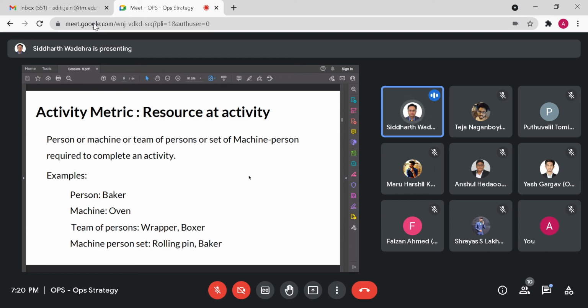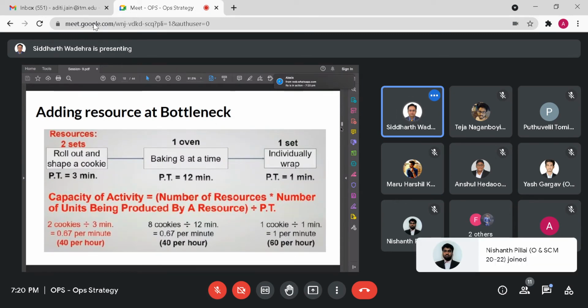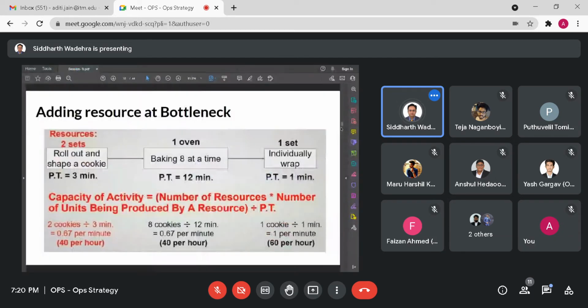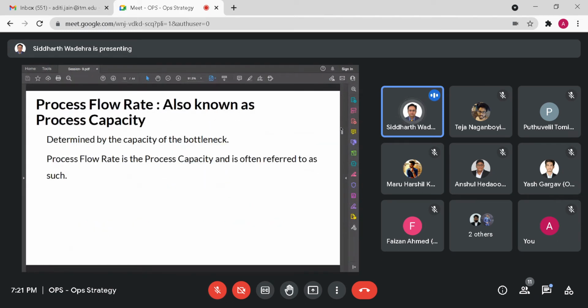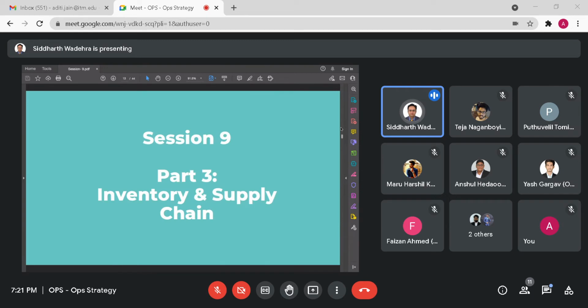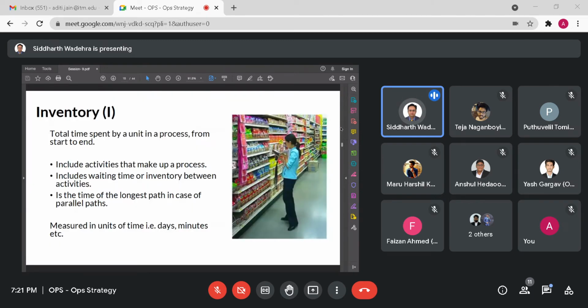Complete an activity, and that becomes an activity matrix. The resource becomes an activity matrix, and we looked at the same problem through one example. We looked at flow rate of cookie baking process. We also looked at the process capacity. And we started with inventory.